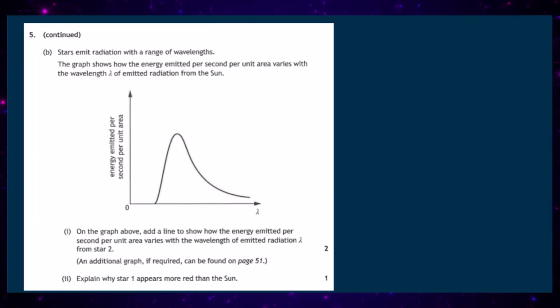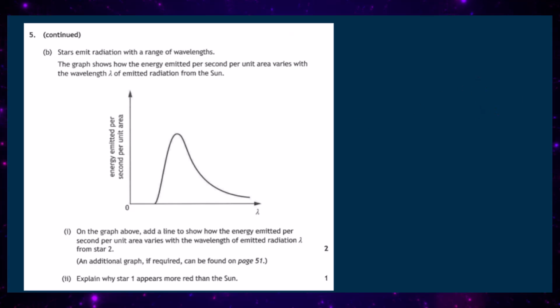Question 5 continued, part B. Stars emit radiation with a range of wavelengths. The graph shows how the energy emitted per second per unit area varies with the wavelength lambda of emitted radiation from the Sun. Now on the graph above, add a line to show how the energy emitted per second per unit area varies with the wavelength of the emitted radiation lambda from star 2.